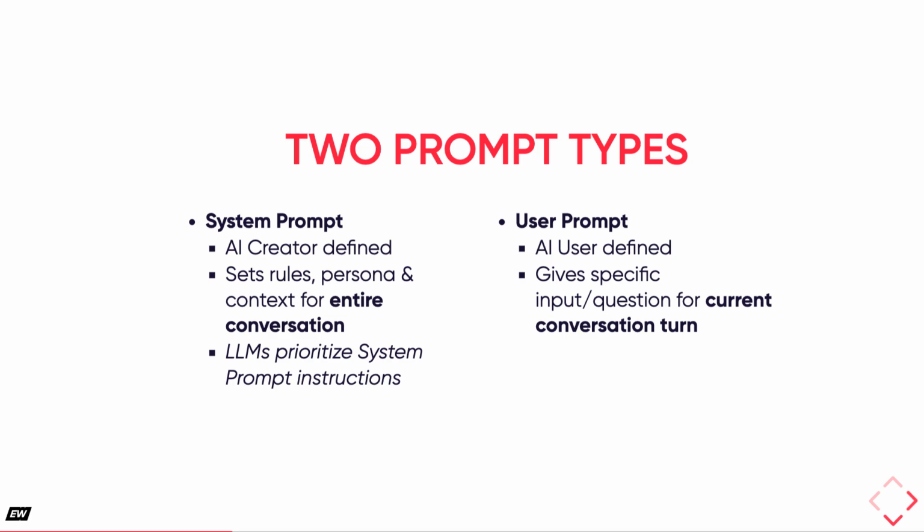The user prompt, in contrast, is typically defined by the AI user, the end user interacting with the system. It provides the specific input or question for the current turn in the conversation. Understanding this distinction is key. System prompts offer persistent guidance, while user prompts drive the immediate dialogue.